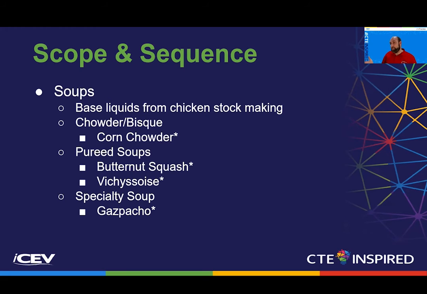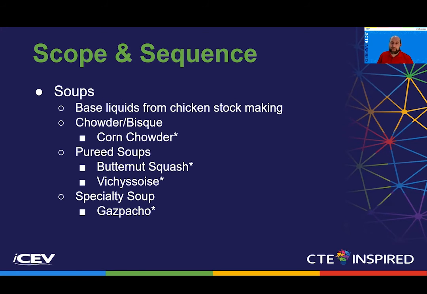We'll then move into soups. We'll take our base liquid of our chicken stock and make those. We'll make corn chowder. We make pureed soups of butternut squash and vichyssoise, which is a tough soup for students because they want it to be potato soup and they want to warm it up every time. But it is a cold pureed soup, which are two things that are kind of foreign to us as Americans, especially if you live in the South. We just don't eat pureed soups or cold soups very often.